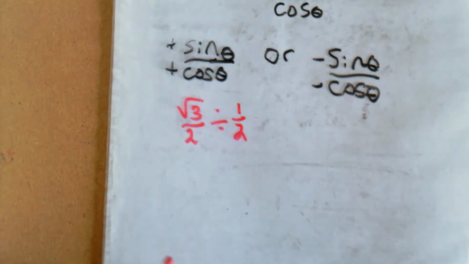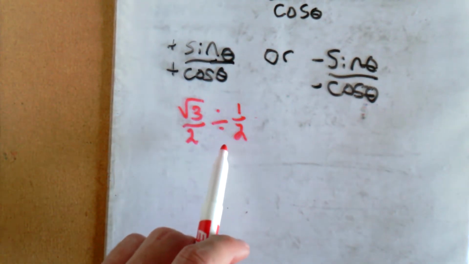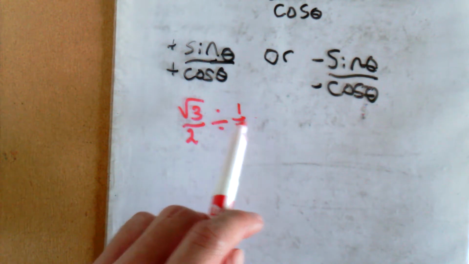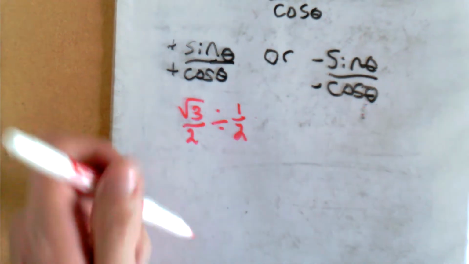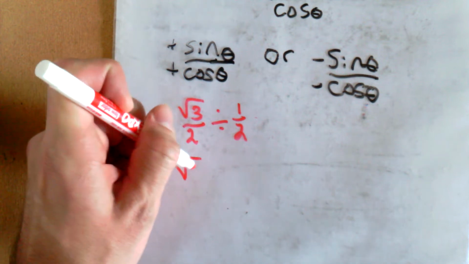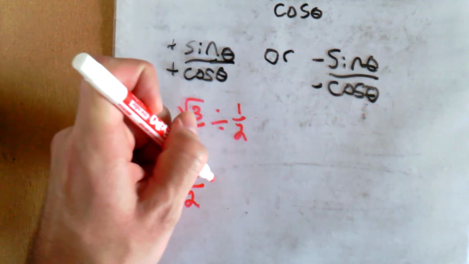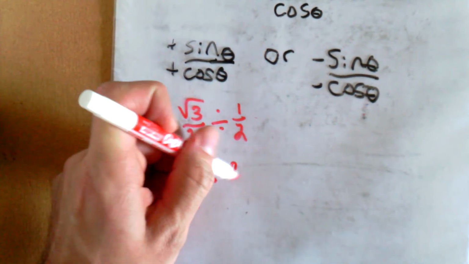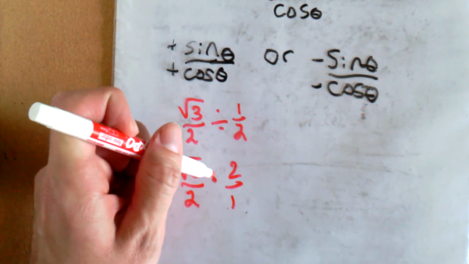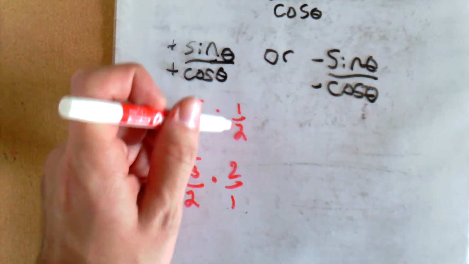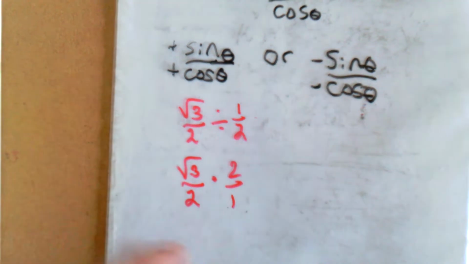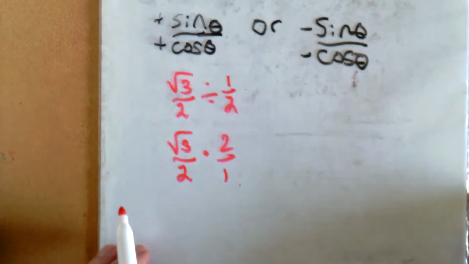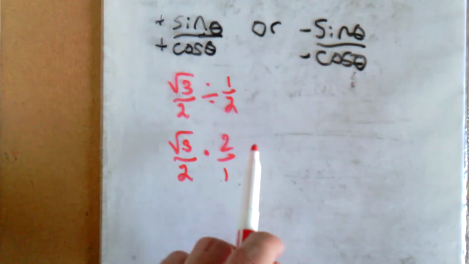Okay, now remember, when we're dividing a fraction, we need to change it to multiplication and take the reciprocal, or flip it. So let's rewrite it. Square root of 3 over 2 times 2 over 1. I just changed it to multiplication, and I flipped the fraction. Take the reciprocal. Okay, now when we're multiplying two fractions, we just multiply straight across.